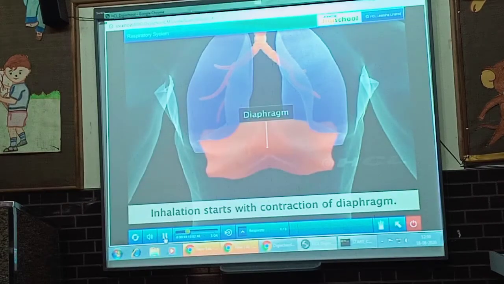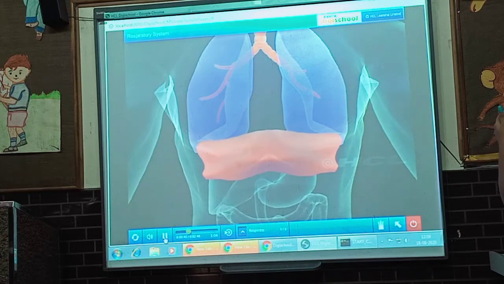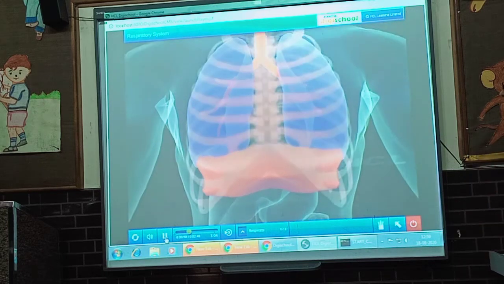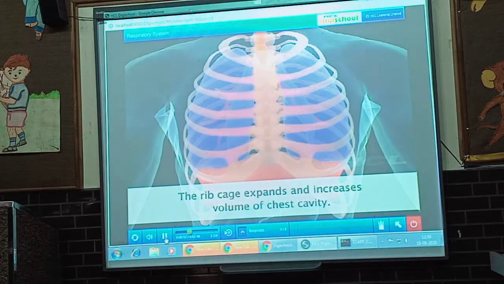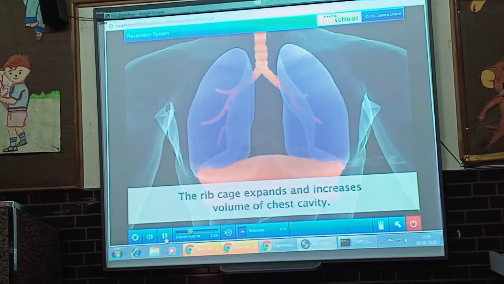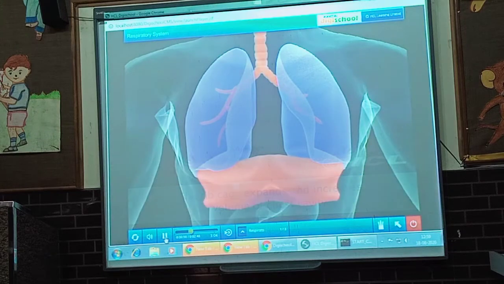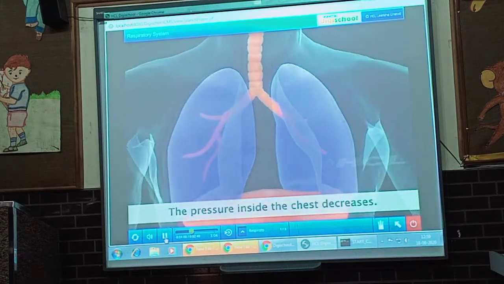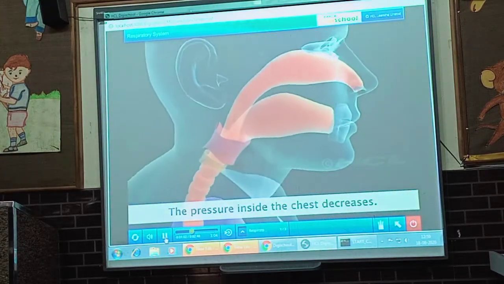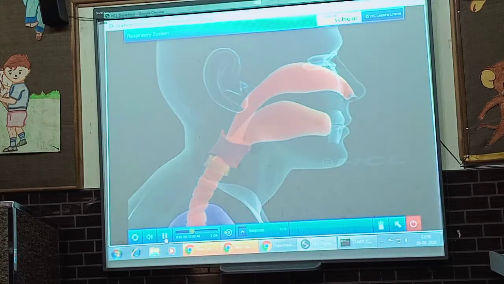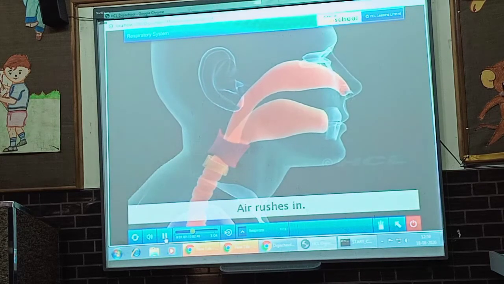Inhalation starts when the diaphragm contracts. This causes the contents of the abdomen to move downward. Simultaneously, the rib cage expands. This results in an increase in volume, which in turn causes a decrease in pressure inside the chest. As a result, air moves in.